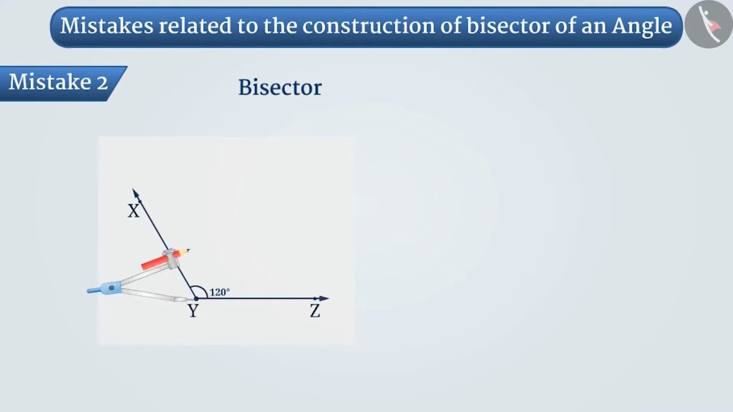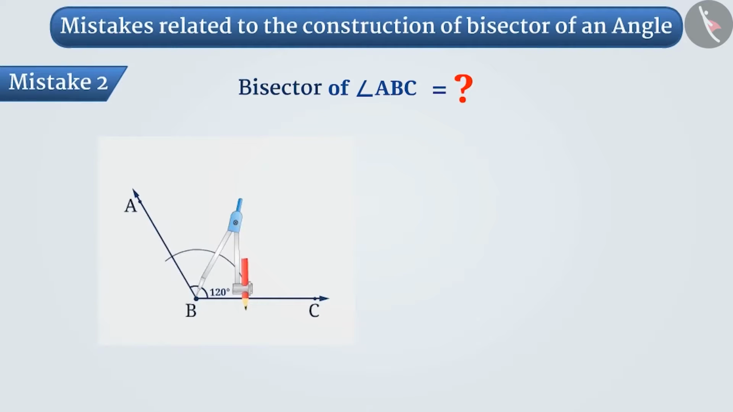Mistake 2. Sometimes, when finding the bisector of an angle, students draw an arc cutting the sides of the angle, but make mistakes while going forward with the method. For instance, to find the bisector of angle ABC, students make such an arc which intersects BC at D and AB at E.